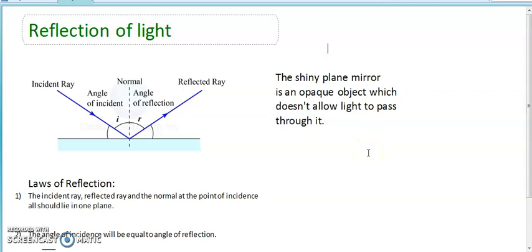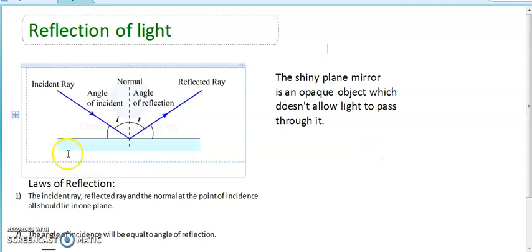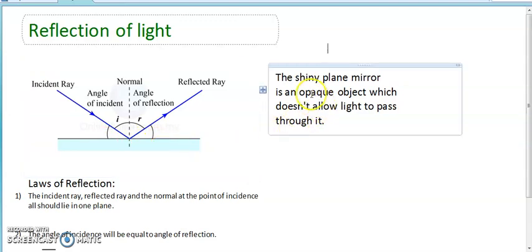So, in order to explain the reflection of light, I am going to take a shiny plain mirror. This I am showing you right now. This is a plain shiny mirror, and it is acting as an opaque object. I know you all know enough about opaque. Opaque is nothing but the substance which will not allow the light to pass through it. Right? These are the types of materials which come under opaque objects.